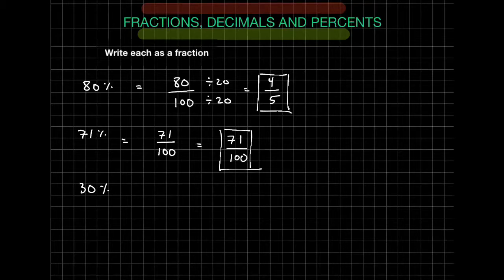Okay, remember, all we're doing is making a fraction and then reducing it. So if you can't reduce it any further, then that's what you're stuck with. Okay, 30% equals 30 over 100. Looks like we could divide that by 10. So we get our answer as 3/10. 30% written as a fraction is 3/10.